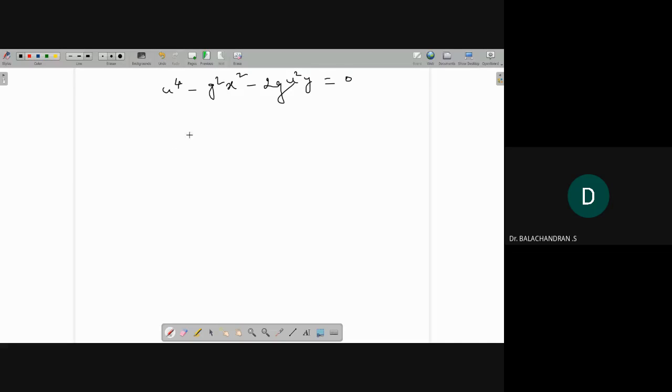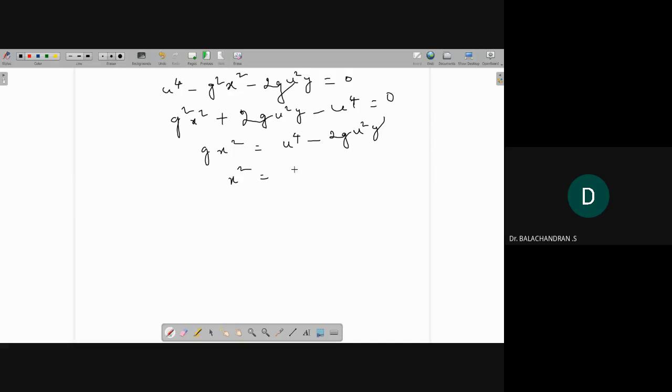Okay. If you want to simplify further, you can simplify like this. Multiply throughout by a minus sign. I have g square x square plus 2 g u square y minus u power 4 equal to 0. So g square x square equal to u power 4 minus 2 g u square y.